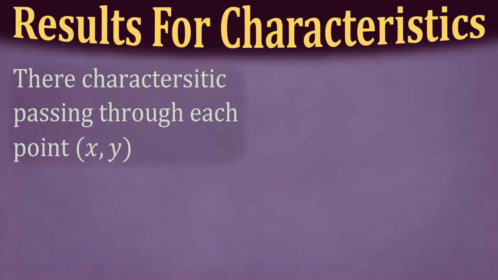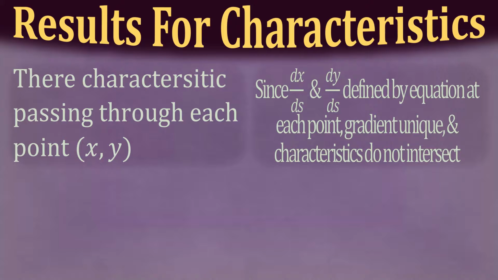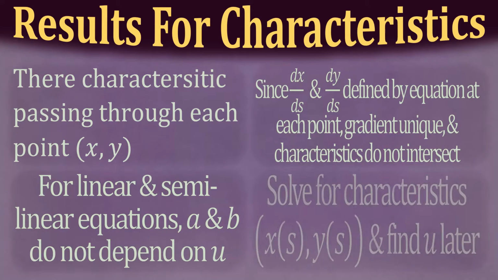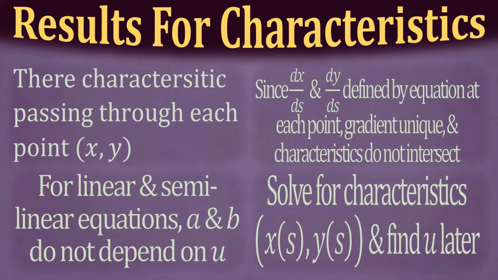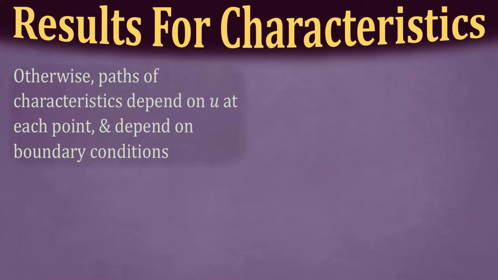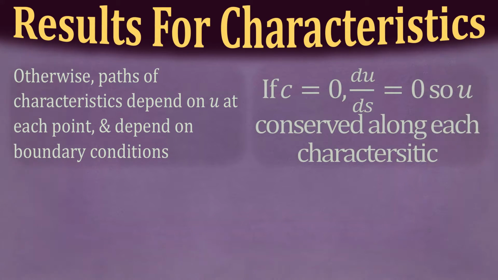In general, there is a characteristic passing through each point xy. Since dx over ds and dy over ds are defined by the equation at each point, the gradient is unique, and characteristics do not, in general, intersect. For linear and semi-linear equations, a and b do not depend on u. In this case, we can solve for the characteristic x of s, y of s first, and then find u later. Otherwise, the paths of the characteristics will depend on the value of u at each point, and hence also depend on the boundary conditions.